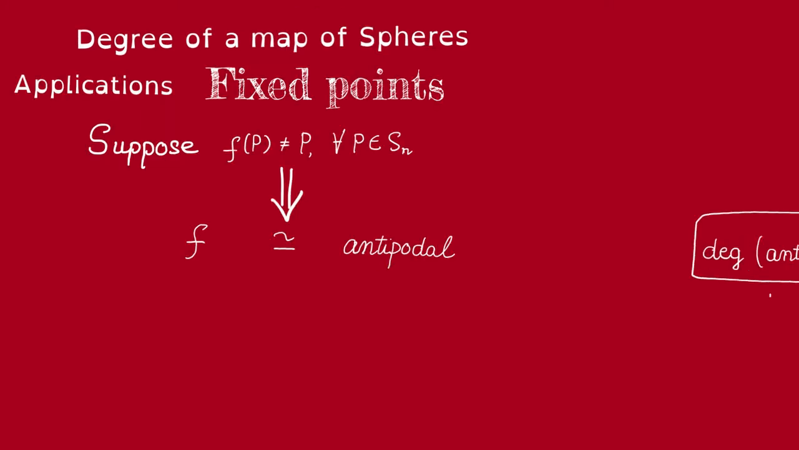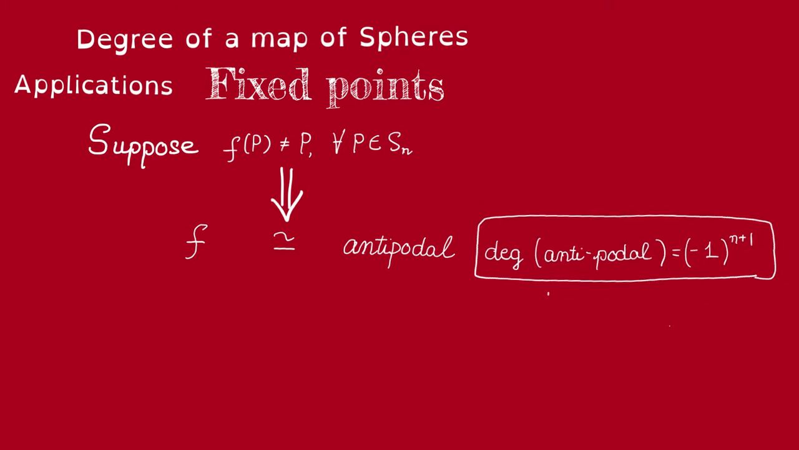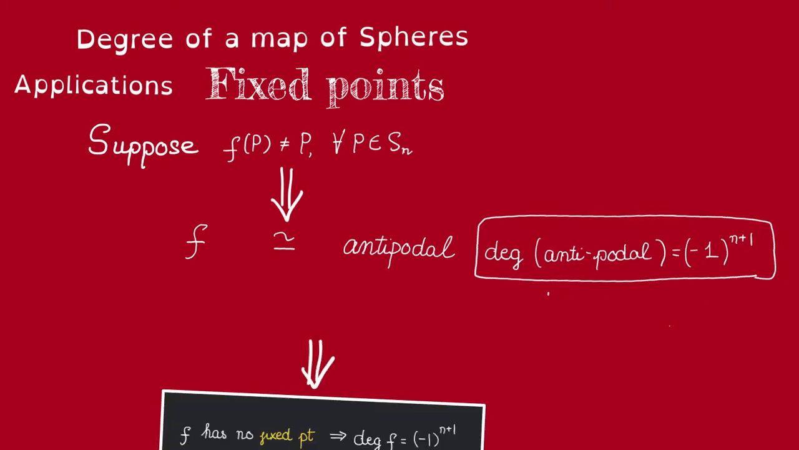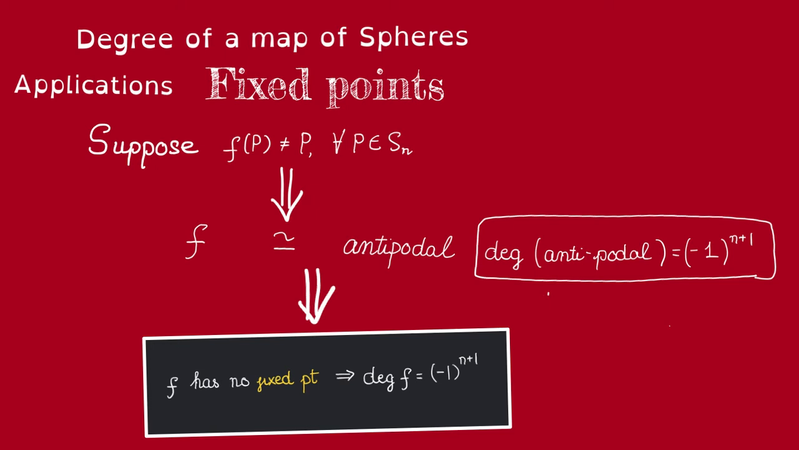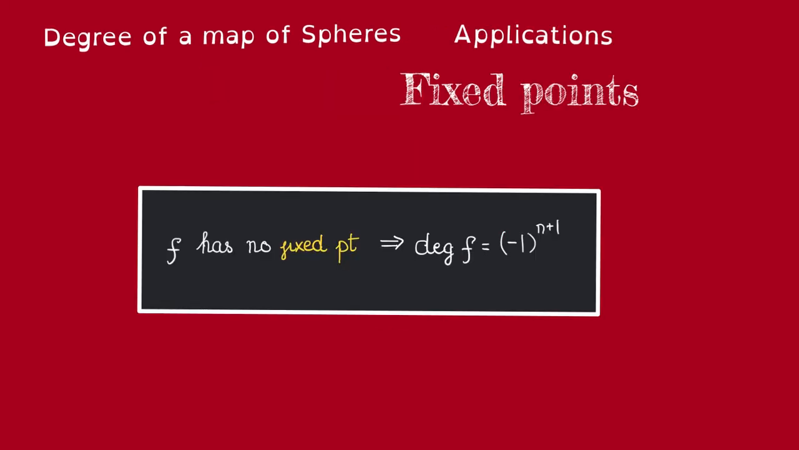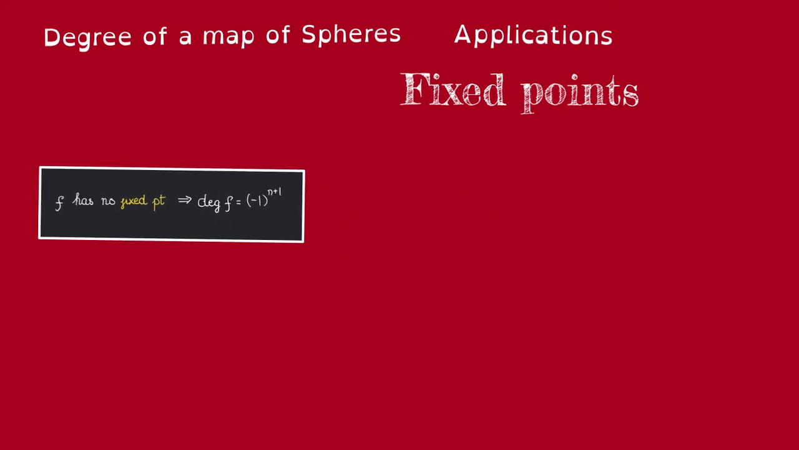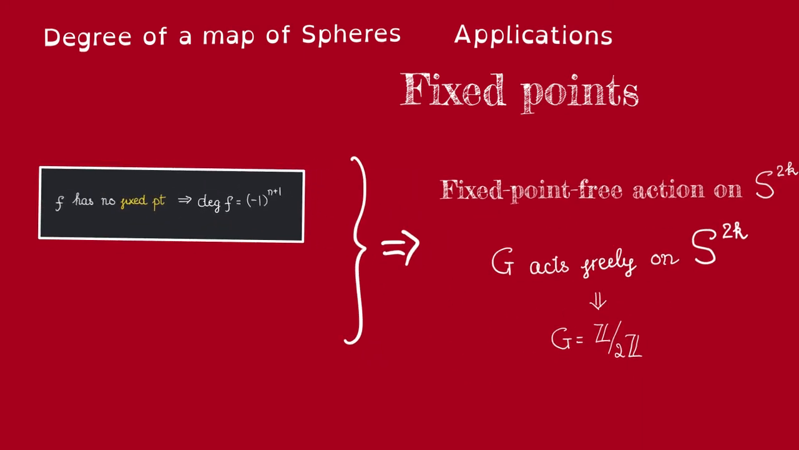But we know that the degree of the antipodal map is just (-1)^(n+1). So if F has no fixed point, then that must also be the degree of F. That is a pretty neat result, right? Now we're gonna use this to prove another pretty cute result about fixed points.